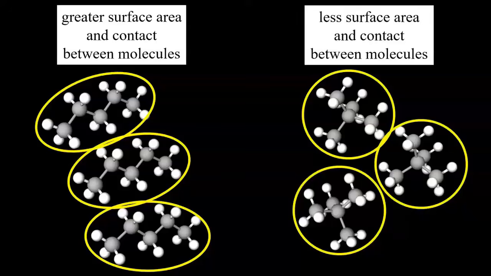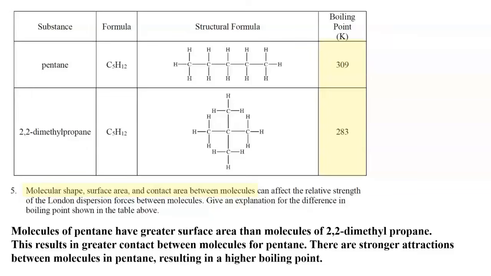So pentane is more spread out, whereas 2,2-dimethylpropane is more spherical. So the molecules of pentane have greater surface area than molecules of 2,2-dimethylpropane. This results in greater contact between molecules for pentane, and there are stronger attractions between molecules in pentane, resulting in a higher boiling point.